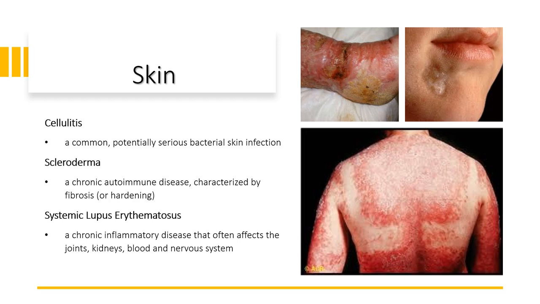Systemic lupus erythematosus is another chronic inflammatory disease. It affects the joints. It's similar to arthritis, so the symptoms initially would be similar to arthritis, but it also sometimes has a rash on the skin. It can be very serious if it's not treated, because it does affect, long-term, the kidneys, the blood, and the nervous system. So systemic lupus erythematosus, or SLE, is quite a serious condition.